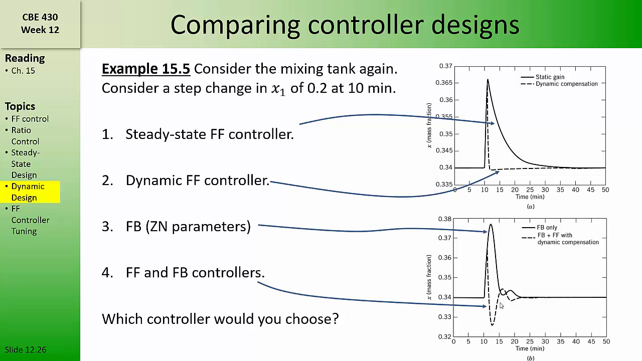Now, which of these controllers would you choose to control this process? You might be tempted to choose controller 2, the feedforward controller designed based on dynamic compensation, that is, the dynamic feedforward controller, because it has a very small deviation and quickly returns the controlled variable to its set point. But remember that we rarely want to use feedforward control by itself.